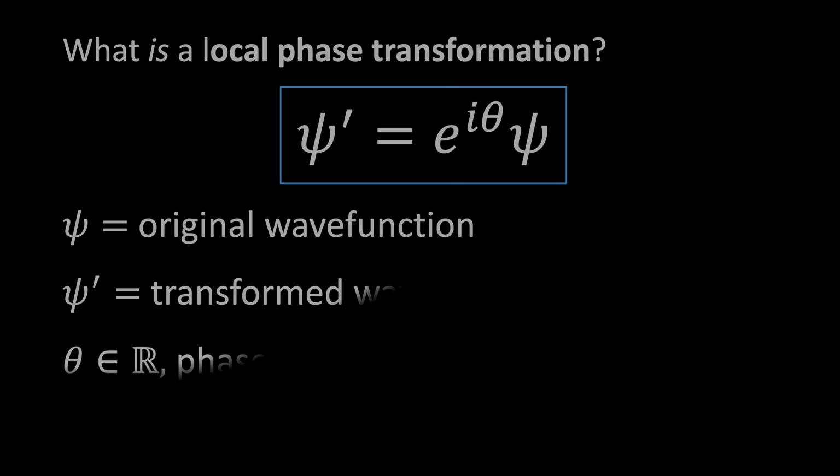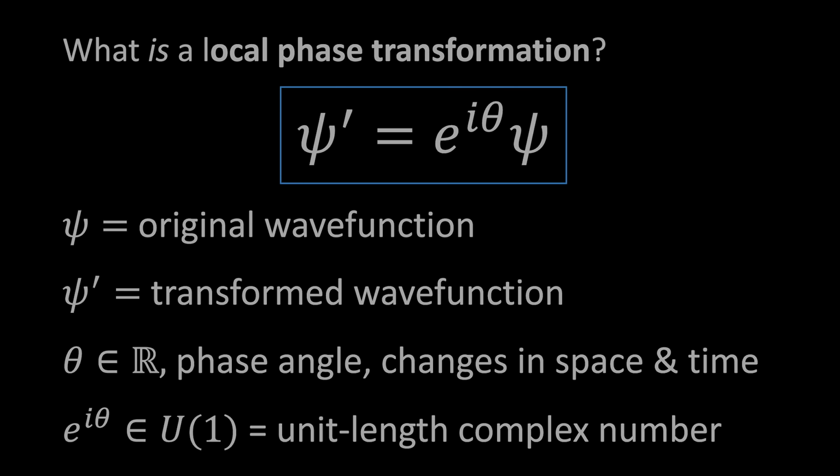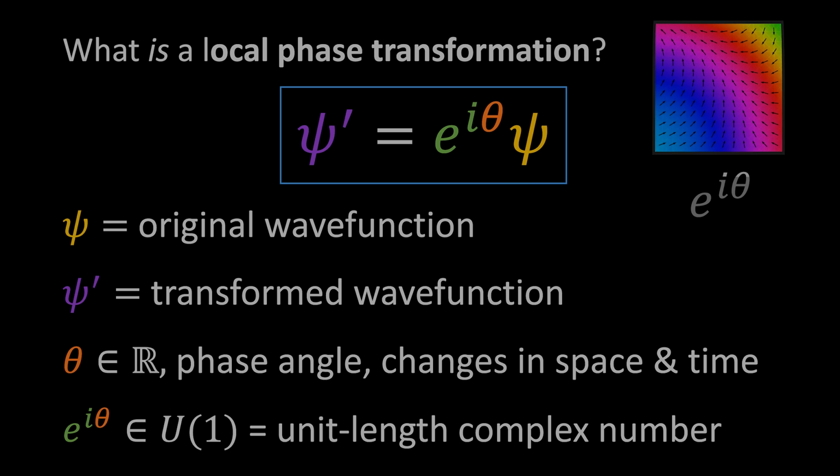Okay, so let's get into it then. What exactly is a local phase transformation? Well, it's simply the act of multiplying psi by some phase factor e to the i theta, where theta is a phase angle that can change in both space and time. And that's what makes the transformation local rather than global.